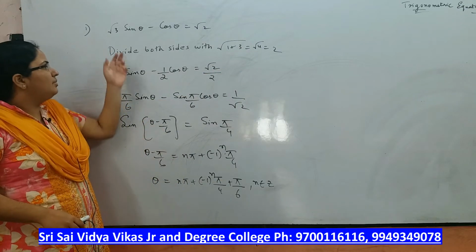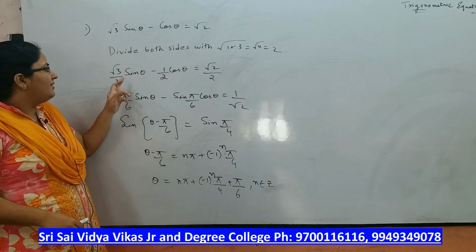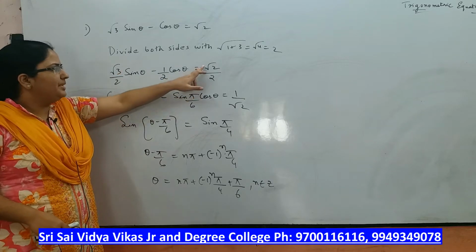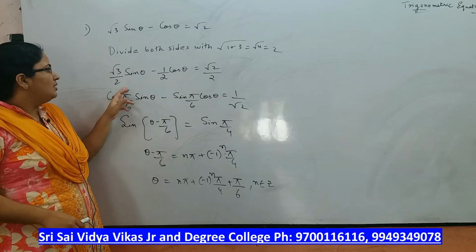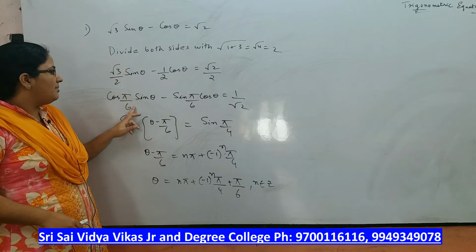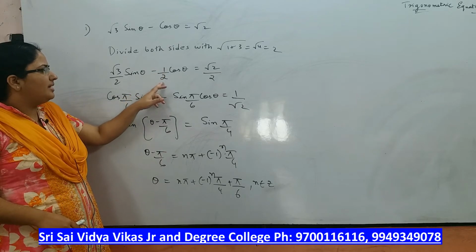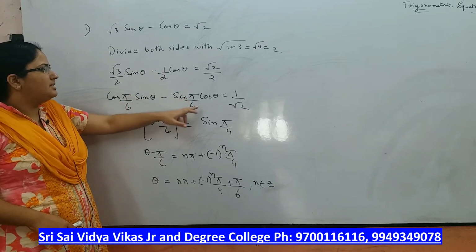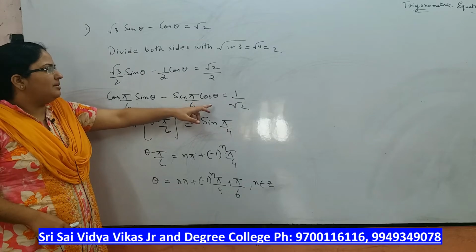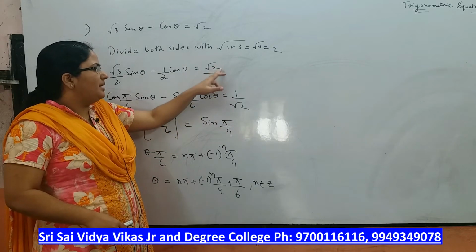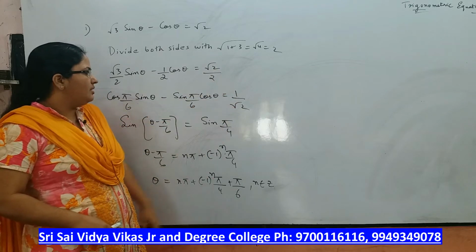Now dividing both sides by 2, you have root 3 by 2 sin theta minus 1 by 2 cos theta is equal to root 2 by 2. Root 3 by 2 is nothing but cos pi by 6, that is cos 30. 1 by 2 you can write as sin pi by 6 into cos theta is equal to 1 by root 2. Here if you multiply and divide with root 2, you get 1 by root 2.